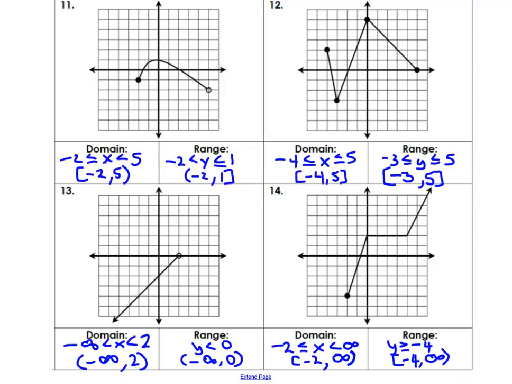That concludes our video on how to find the domain and range.